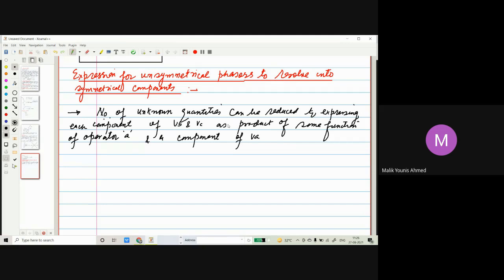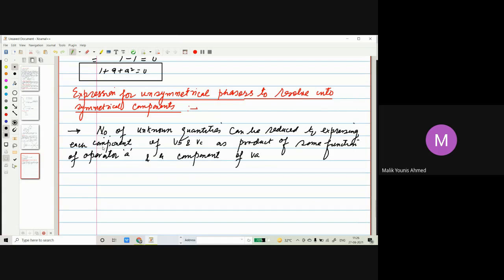Now VA we have to resolve into 3, VB we have to resolve into 3, VC we have to resolve into 3. That means 9. But what we can do is relate the unbalanced voltage phasors of phase B and phase C with operator A, so that we will get everything in terms of the component VA. Let's see how we can do this.